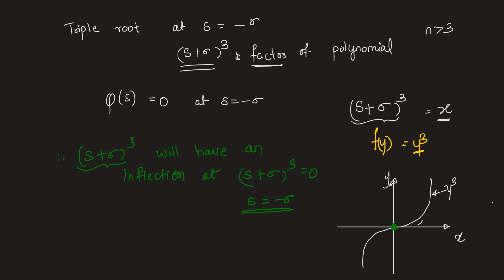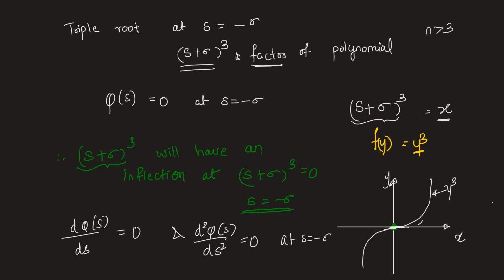Because it has an inflection point there, we know that the derivative of this function with respect to s will be 0. Also, the second derivative of this function with respect to s will also be 0, because we can see that the slope is 0, as well as the double derivative, which gives us the curvature, that is the change of slope, is also 0. So both these values are 0 at s equal to minus sigma. Because the inflection point is at this value, definitely the derivative values are 0 also at this particular point.